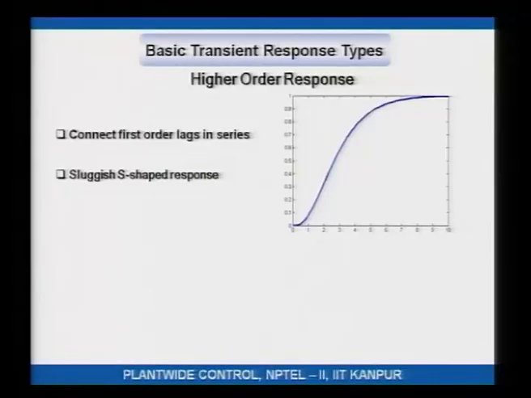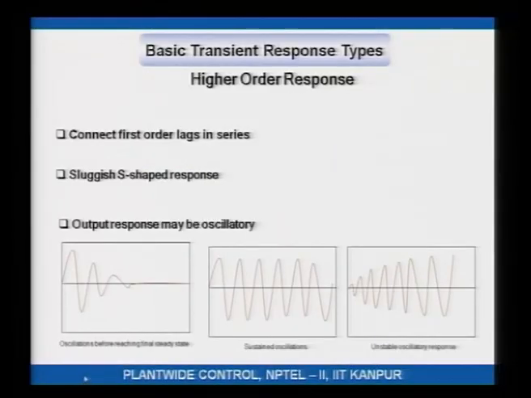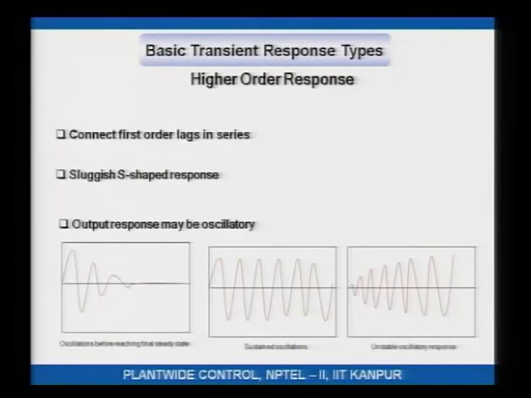You could also have a second order differential equation, the output would be oscillatory. First order lags in series, S shaped or a sudden exponential rise, these are very smooth responses. Sometimes what you see is the response of the output to a step change in the input may be oscillatory. These oscillations may die down in time as shown in the first subplot. These oscillations may be sustained, they just keep going on and on and on. Alternatively, these oscillations may actually blow up in time. Okay. So, the first case is usually referred to as damped oscillations.